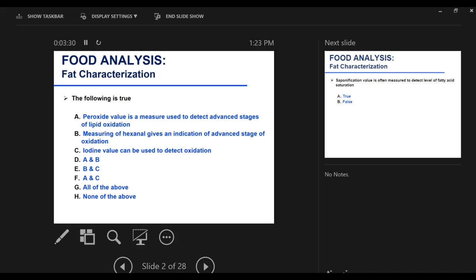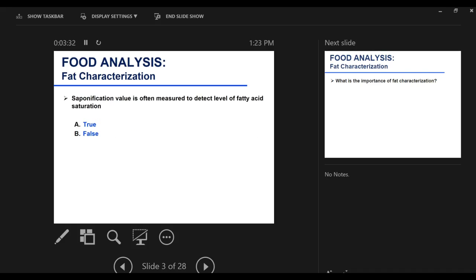Okay? All right, so this is definitely something I don't expect you to know. We'll learn about saponification value. It is not a measure of fatty acid saturation. Iodine value is a measure of degree of unsaturation versus saturation. So saponification value is a different characteristic we use for a different measure. Okay, so it is false.